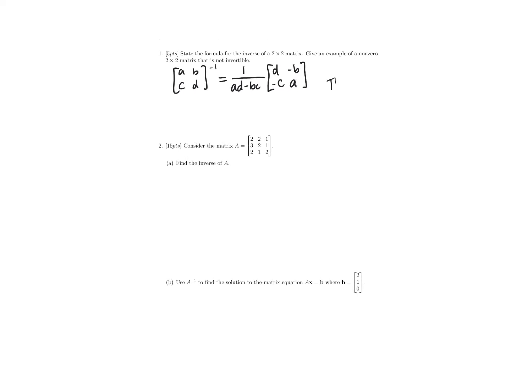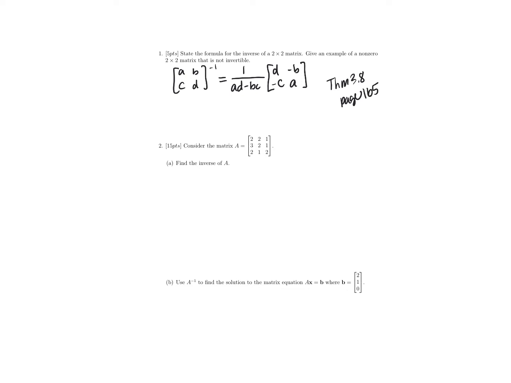So the formula is, for the matrix A, B, C, D, the inverse is equal to 1 over AD minus BC times a matrix. And this was given in the book in Theorem 3.8. That was on page 165 of the textbook, if you're looking there.